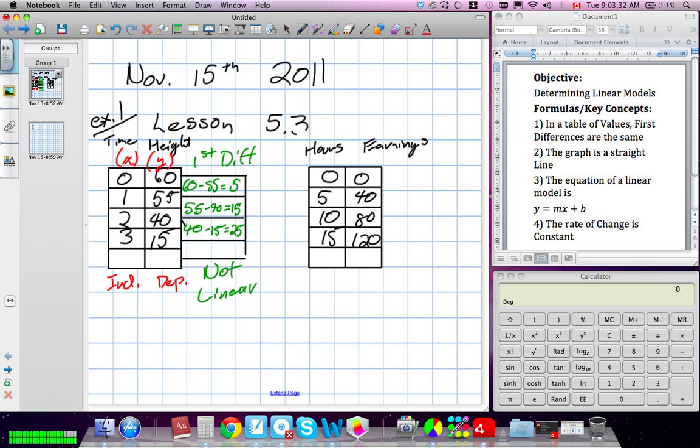Okay? We're going to try that again with our hours and earnings. Again, our hours this time is going to be our x, and our earnings will be our y. So we have our independent variable and our dependent variable. We have to make sure that our independent variable is increasing by the same amount. So we quickly take a look. It's consistently going up by the number 5. So we're okay. I'm going to find the first differences of our earnings now.